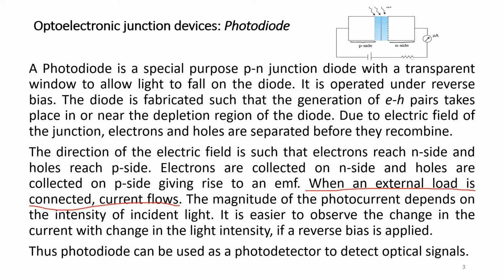Thus, a photodiode can be used as a photodetector to detect optical signals. These photodiodes are used for switching on and switching off street lights. In the evening, when darkness happens and the light becomes dull or dark, the photodiode detects the darkness and switches on the street lights. This is one of the main applications of the photodiode.